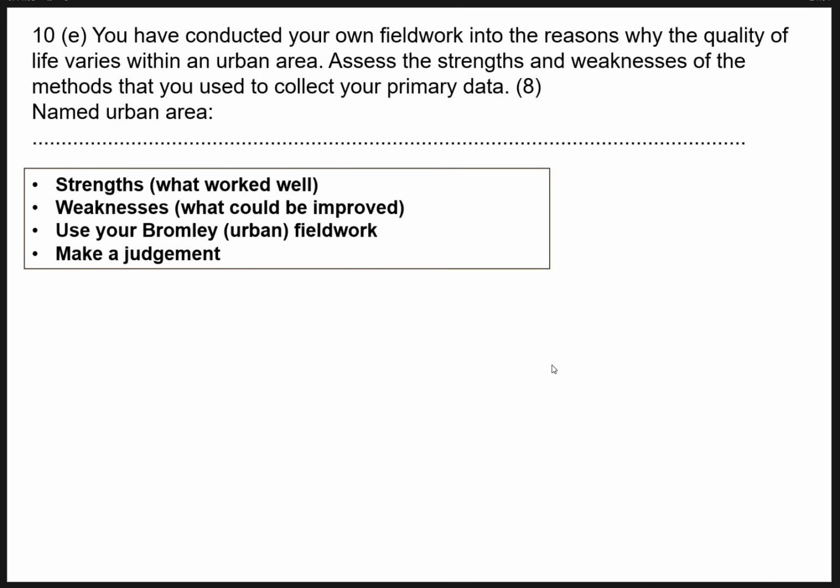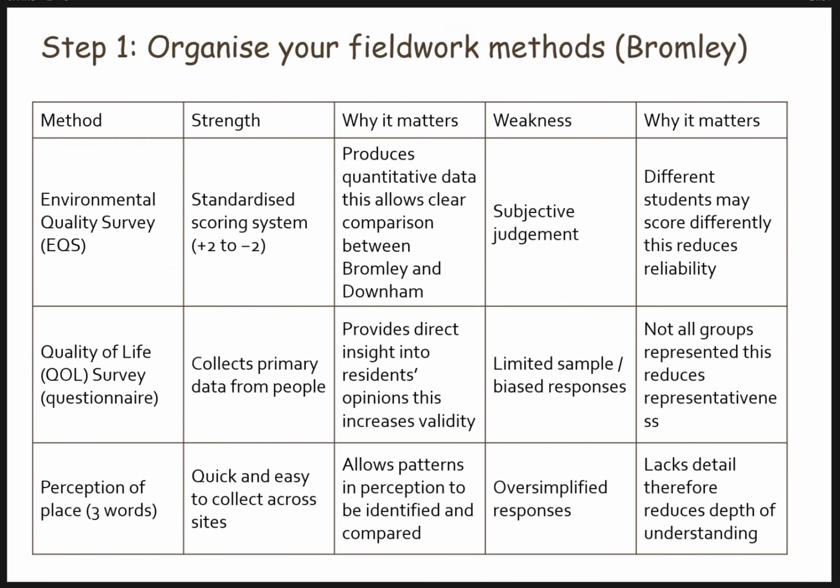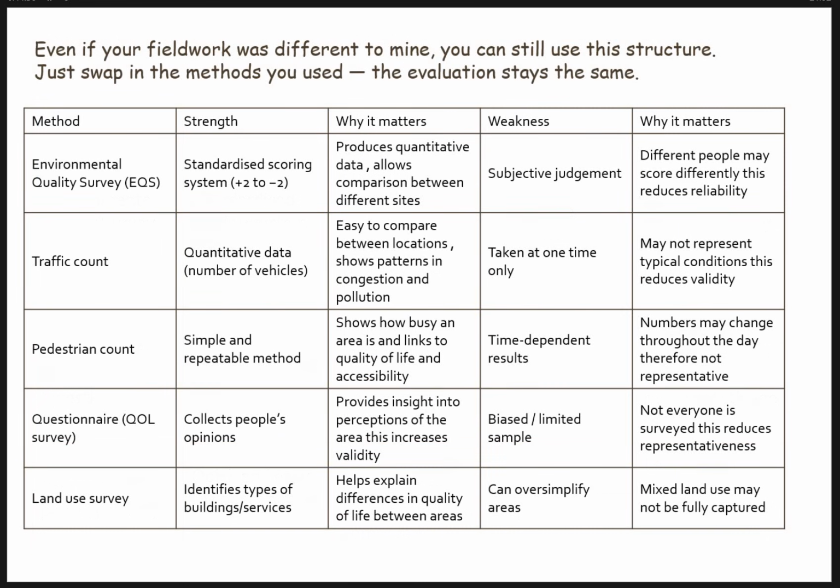It would be a good idea, if you haven't done this already, to have a look again at the fieldwork methods that you used for your urban fieldwork study and prepare a table like this. So these are the methods, the strength of the methods, why it matters, what the weaknesses are, and why the weaknesses matter. So it's important you perhaps do something like this. If you didn't do these 3, then there are other options as well. Even if you did fieldwork which is the one I'm not talking about, then you've obviously got some more detail that you can use.